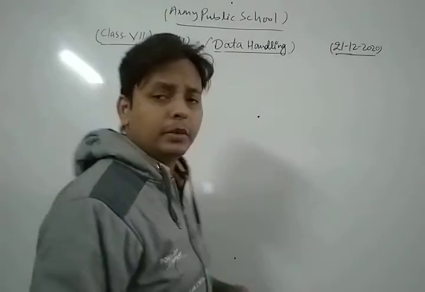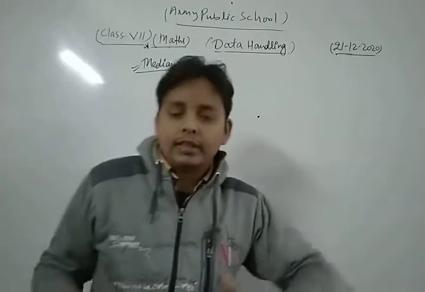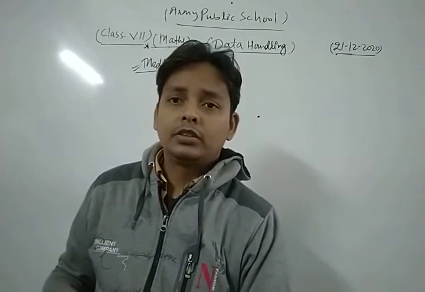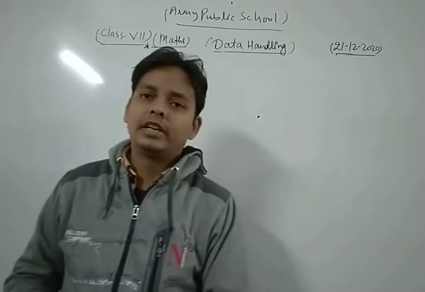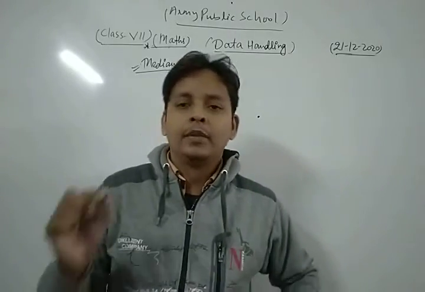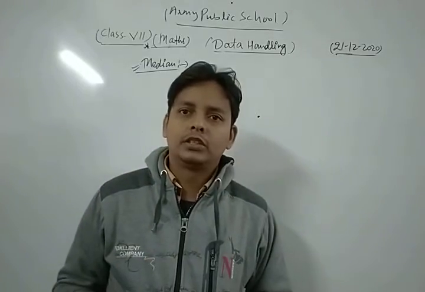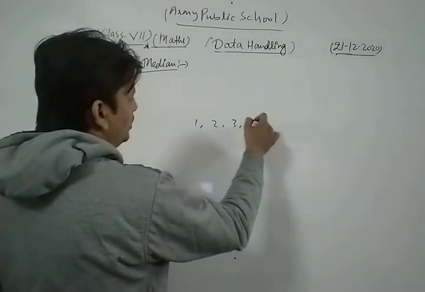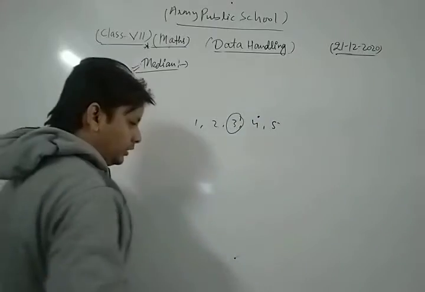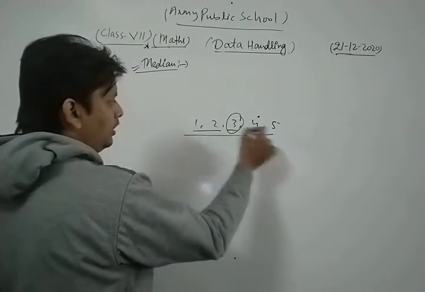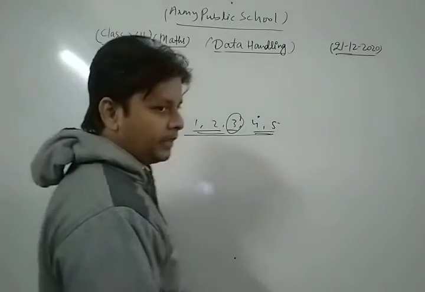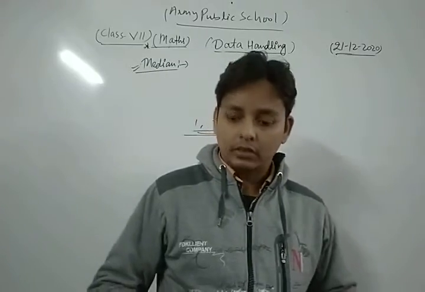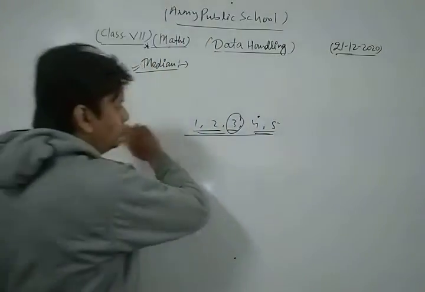Dear student, what is the concept of median? The median of any set of observations is that value which divides the given set of observations into equal parts, or we can say that the middlemost value of any set of observations is called its median. Suppose we have a set of observations 1, 2, 3, 4, 5, then your median is 3, because 3 divides the given distribution into equal parts. So this is called our median, the middlemost value of any set of observations. Now we are going to discuss the formula for median.